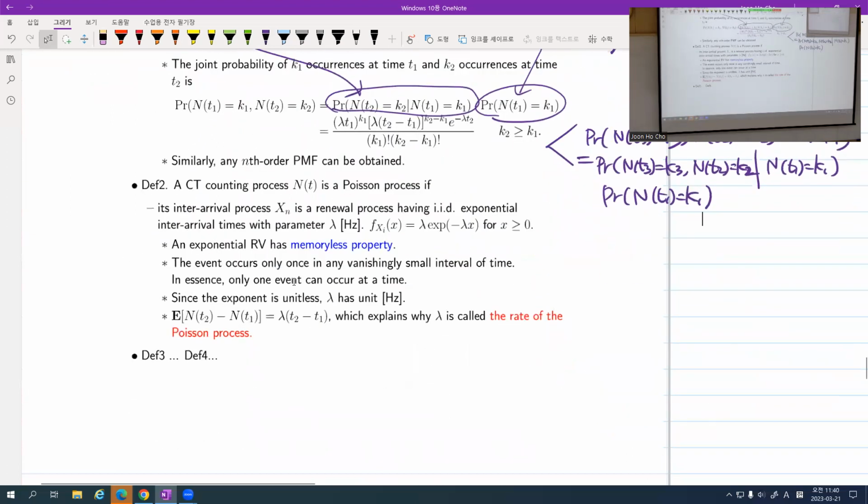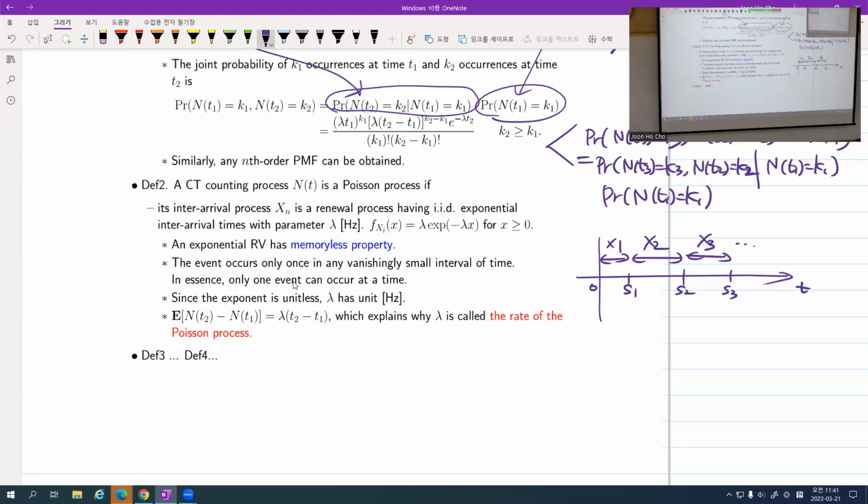Okay, here goes the second definition. The second definition is in terms of the inter-arrival time process of the counting process. So this definition says that a continuous time counting process is Poisson if its associated inter-arrival process is an iid process with exponential distribution. Okay, very simple. So here you start from zero. And some first arrival, second arrival, third arrival, and this is x1, and this is x2, and this is x3, and so on. Got it? And here, the xn's are iid with exponential distribution.